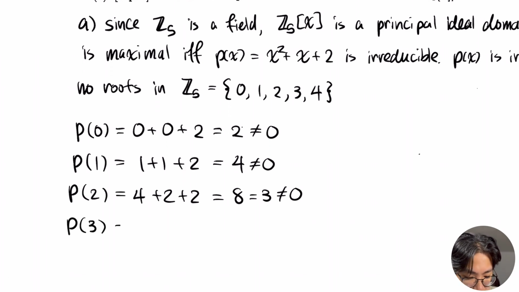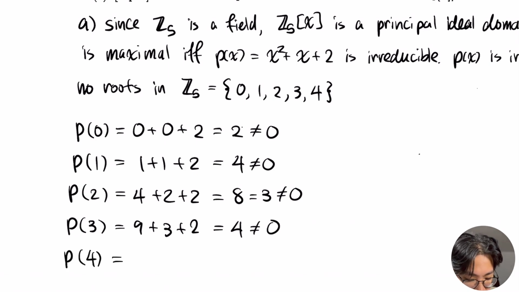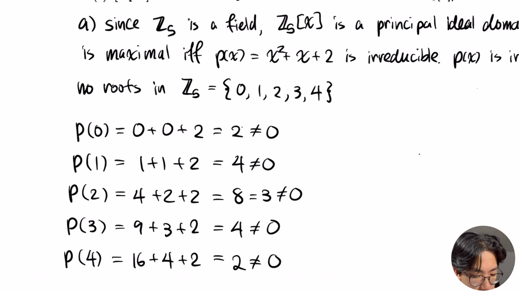We can check 3. 3 squared is 9, plus 3 plus 2, so we get 12 plus 2, so 14, and then 14 mod 5, we can just subtract 10 to get 4, which is again not equal to 0. And finally, we can check p of 4. 4 squared is 16, plus 4, so 20, plus 2 would be 22, but then we mod out by 5, so we're effectively subtracting 20 and get 2, which is again not equal to 0.